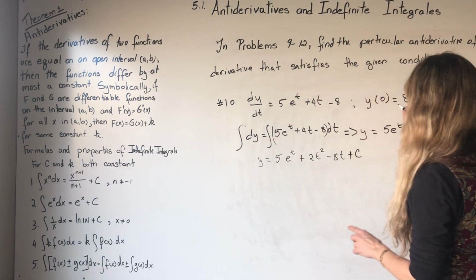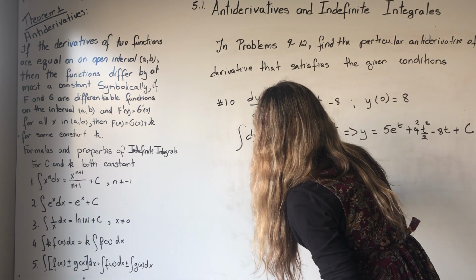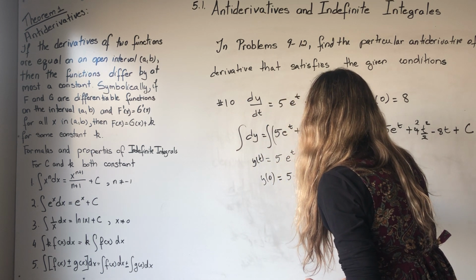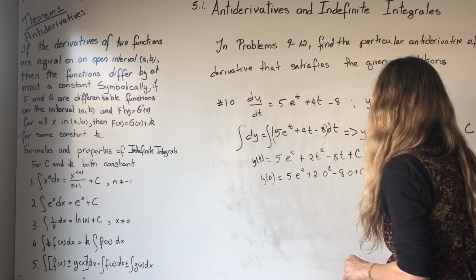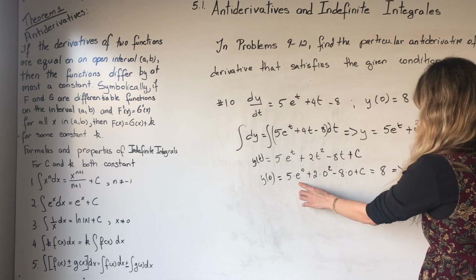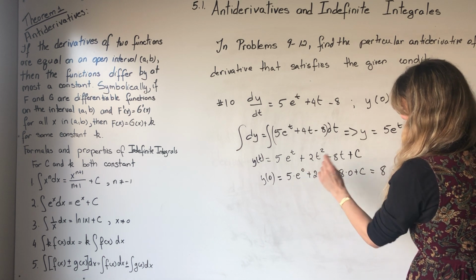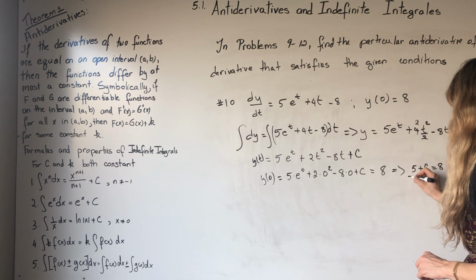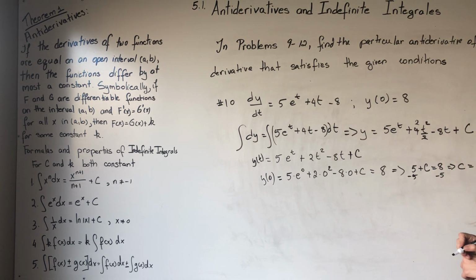And I know that y at 0 is equal to 5 times e to the 0 plus 2 times 0 squared minus 8 times 0 plus c. This should give me 8. And from here I have 5 times 1, because any number to the 0 power is 1, so I have 5 plus c equal to 8. Then I subtract 5 from both sides. Therefore c is equal to 3.